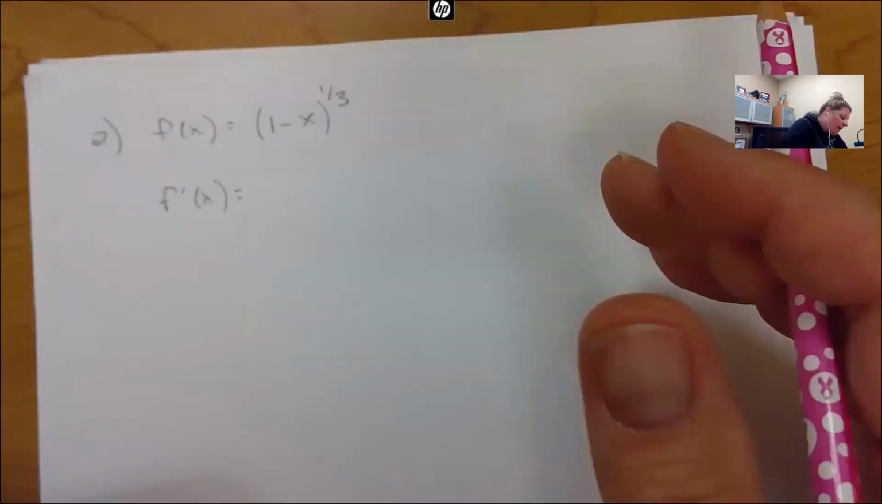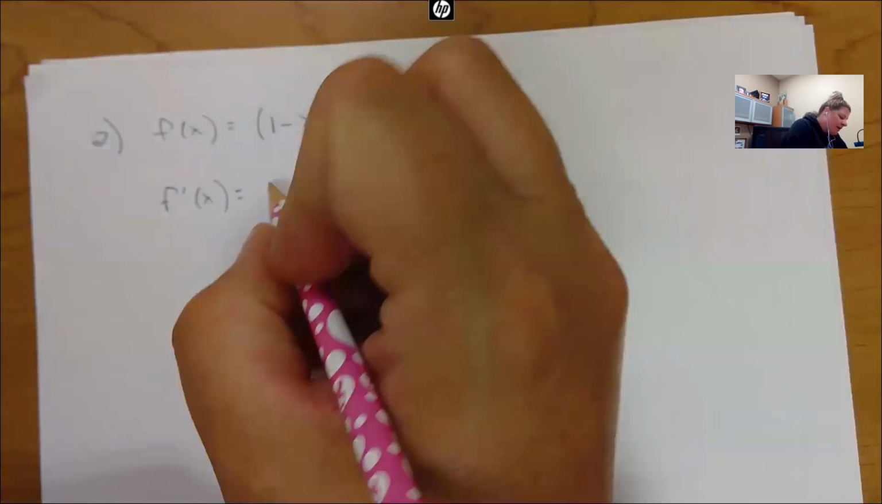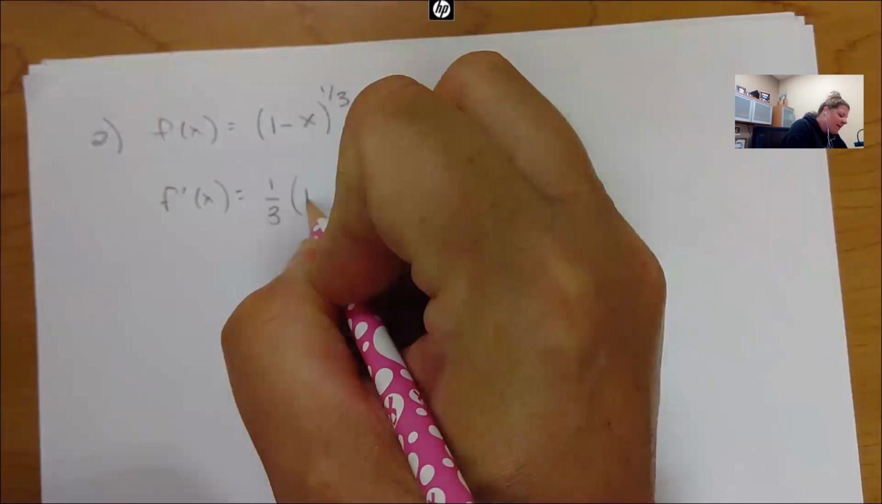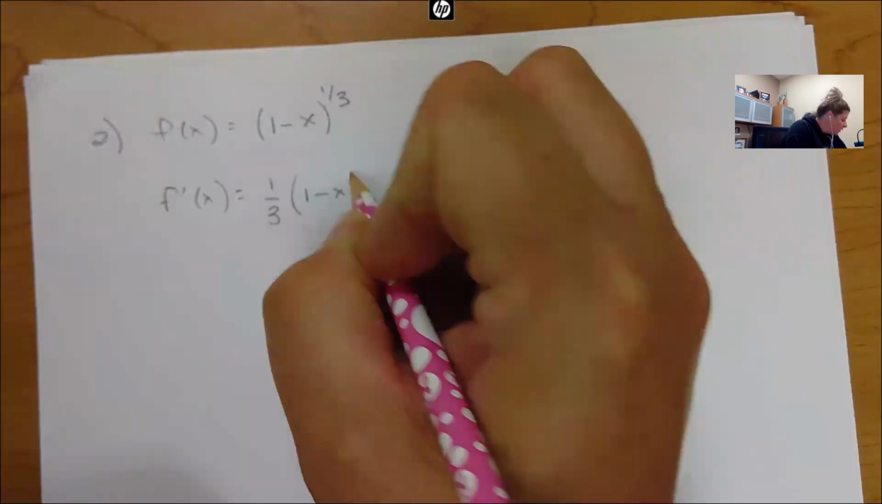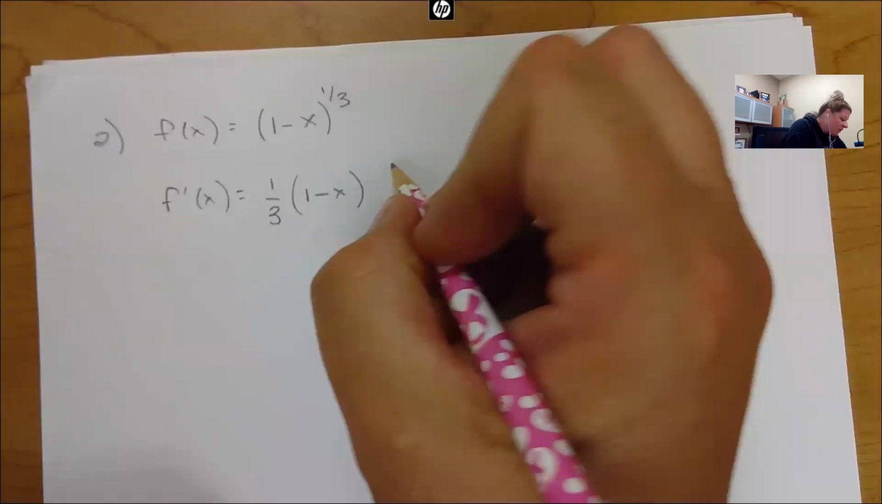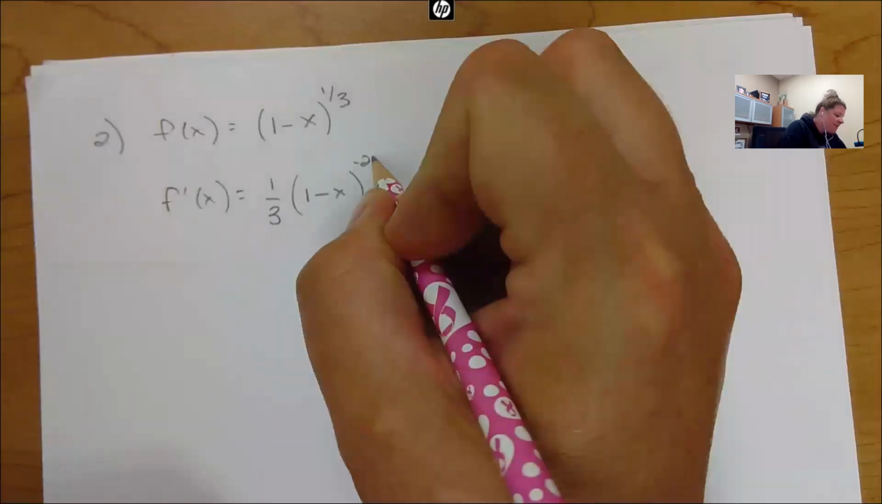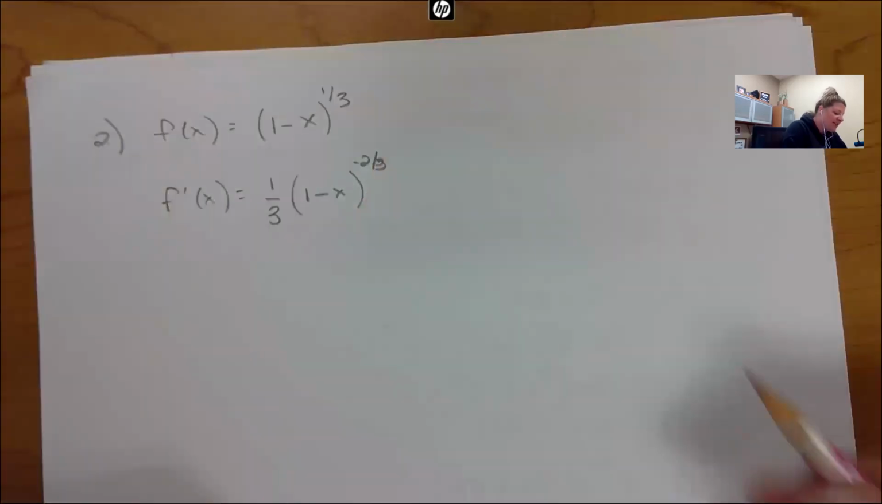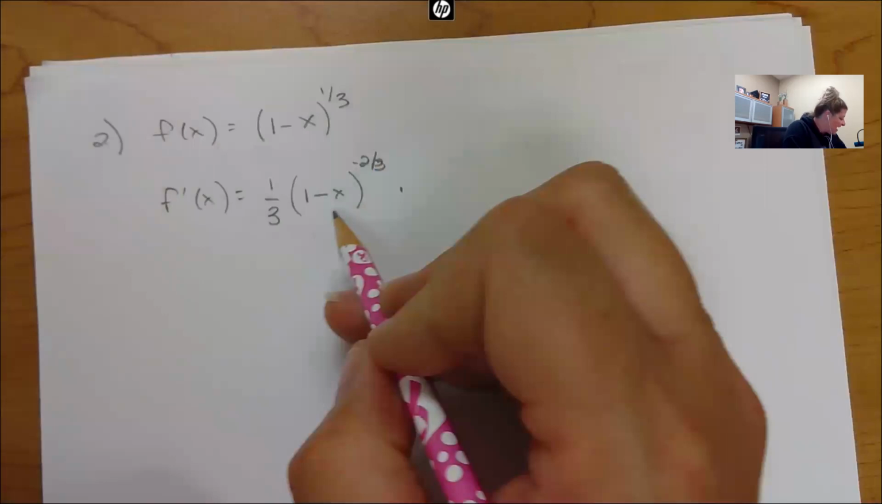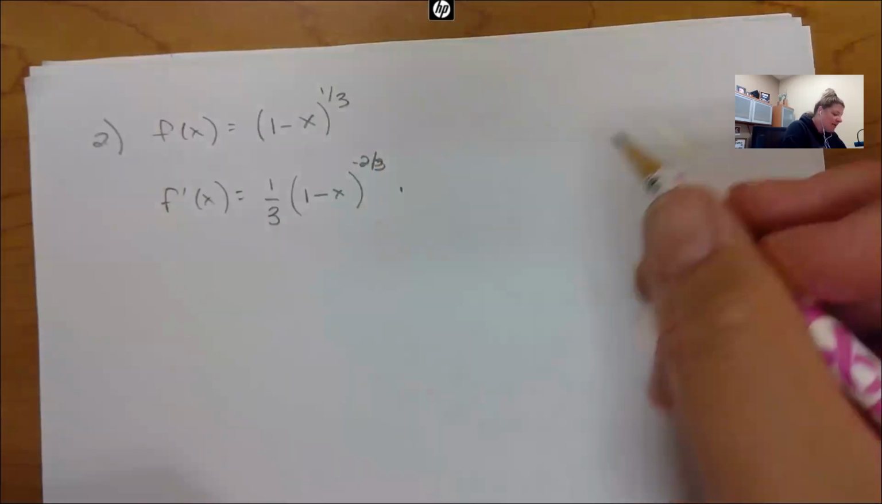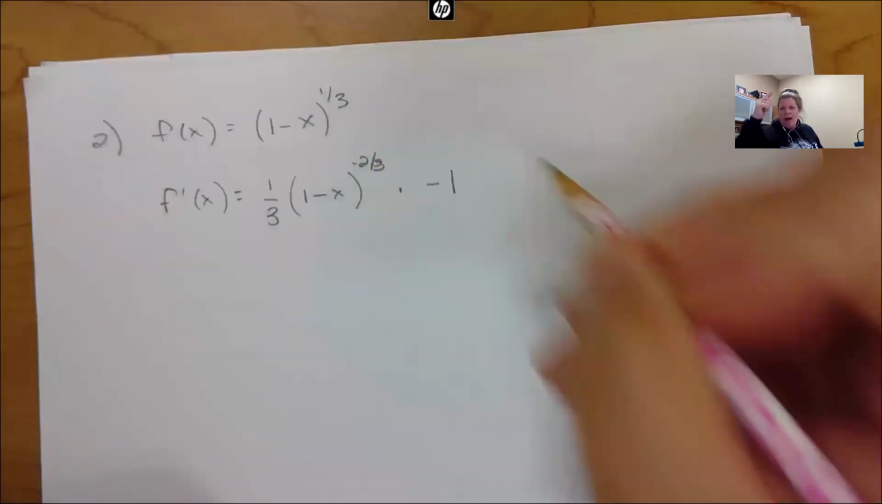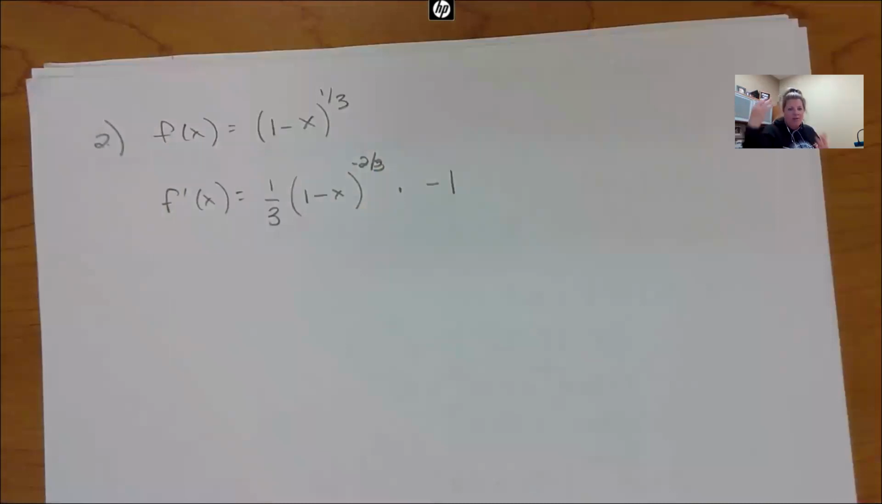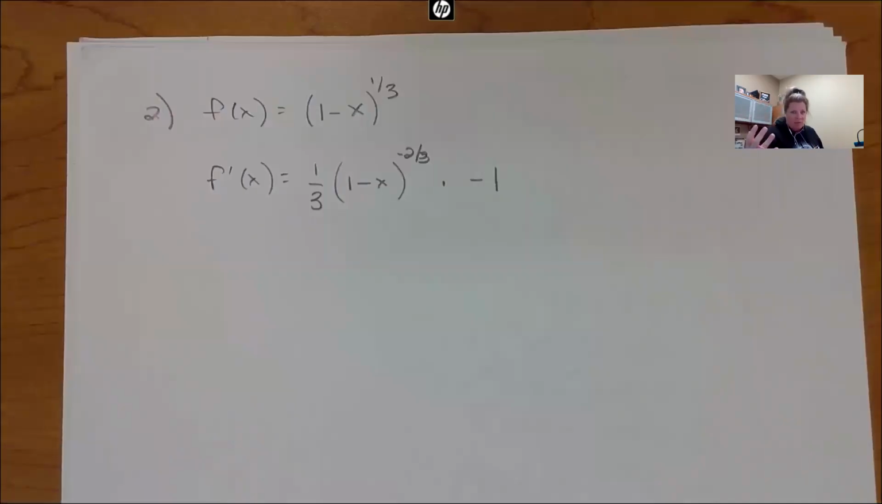Basically the 1/3 comes down, you keep everything the same, and then you subtract 1, which would give you -2/3. Then you have to times it by the derivative of the inside, which is a -1, because the 1 goes to 0, and the derivative of -x is -1, right?